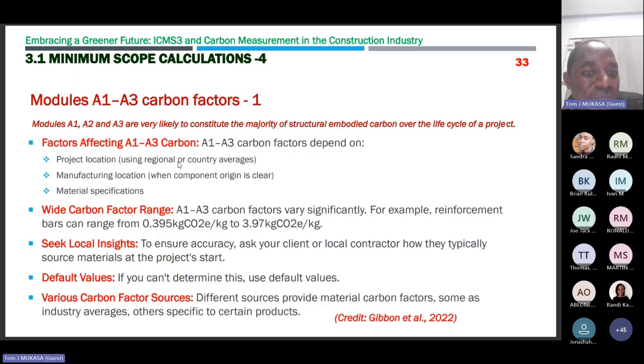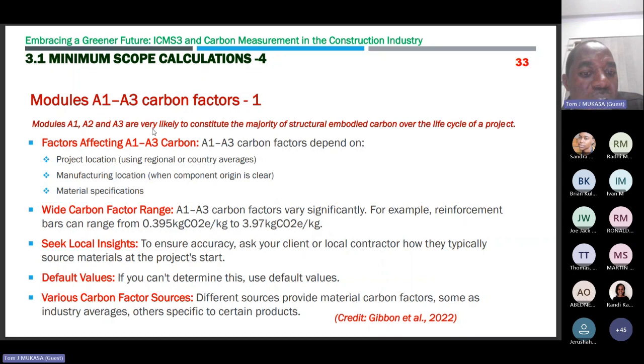So the factors affecting A1 to A3 carbon are normally the project location. Are you in a remote area where materials are going to come from far away? Here you have to look at regional or country averages. What about the manufacturing location? You know that in Uganda, we import a lot of materials, and that's not good for us. It is better that the location of the material is closer to the site. Then thirdly, we have the material specifications. All those affect the A1 to A3 carbon.